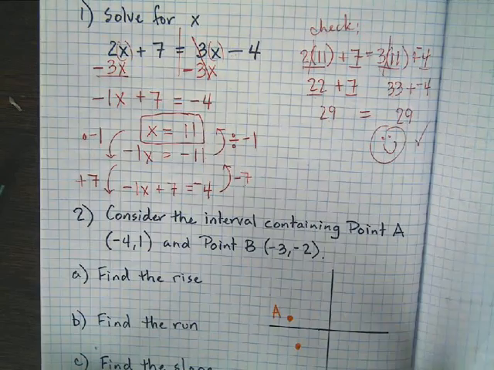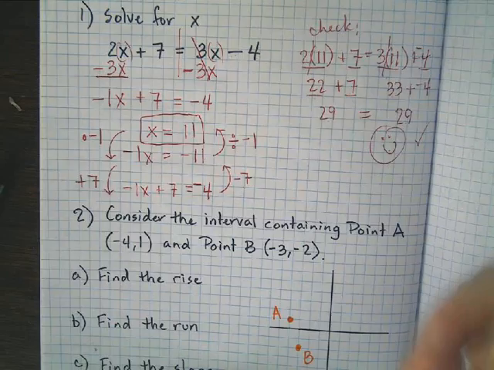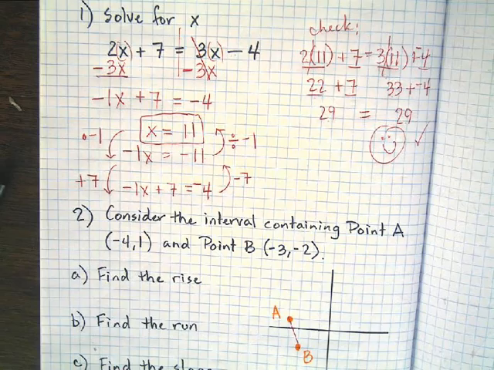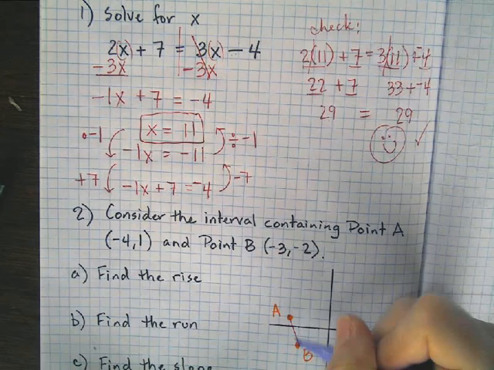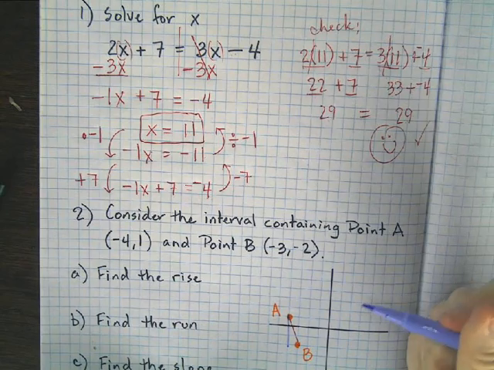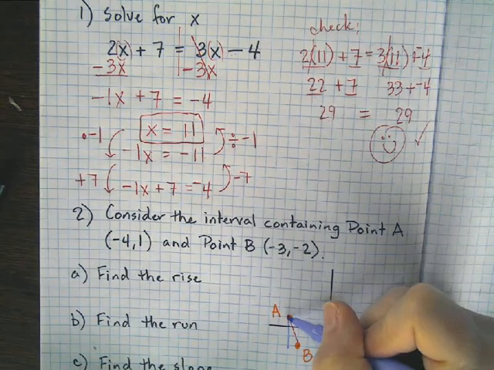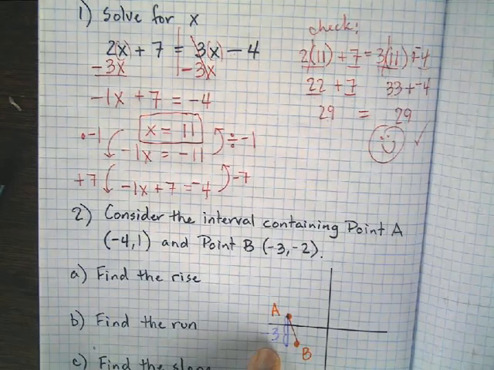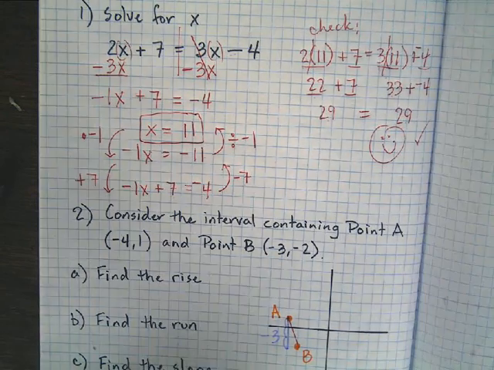That's my point B. To find the slope, I need the line in between them. But then I'm going to find the rise and the run. The rise is how far do I need to move up or down to get to point B. So I'm going to go down. So that means it's going to be negative. It's negative because I'm going down. How many spaces? 1, 2, 3. -3. That is my rise. So the answer to my rise is -3.